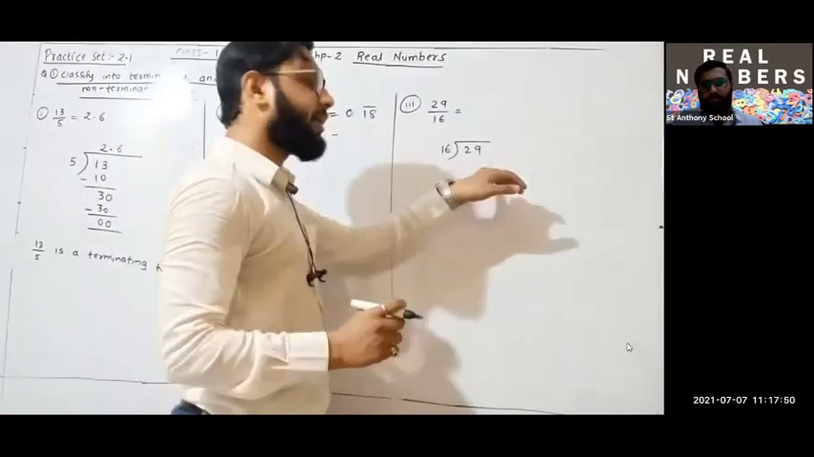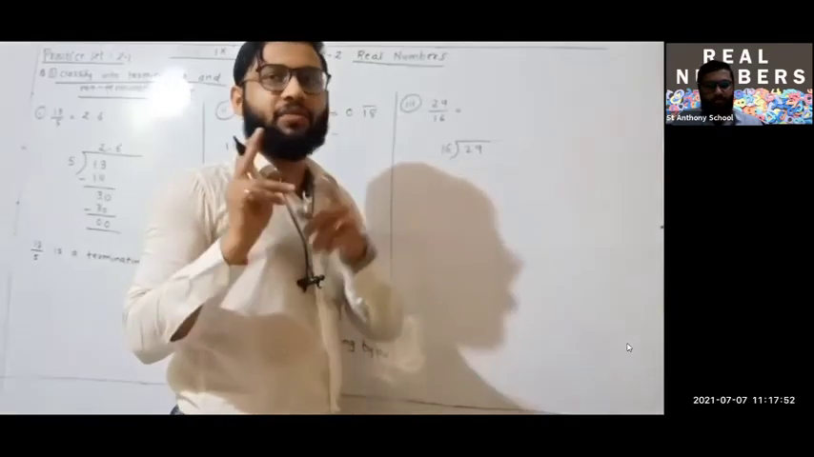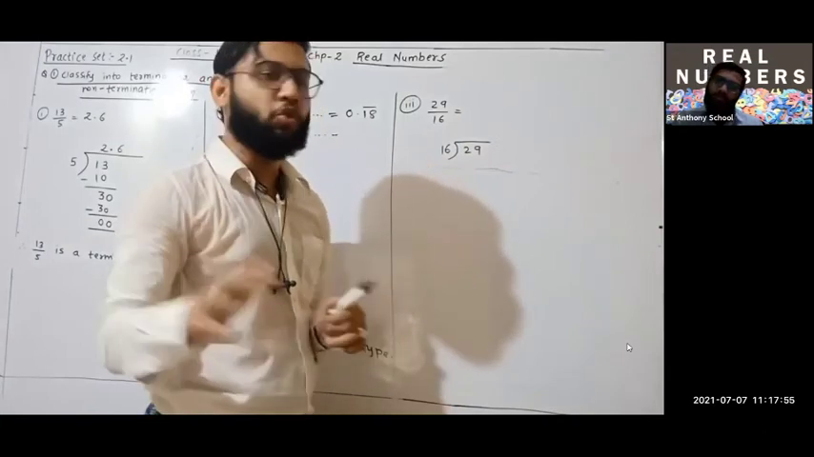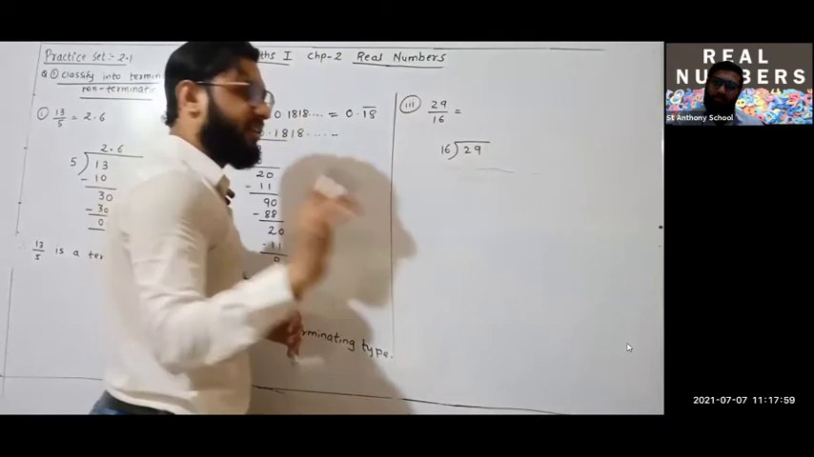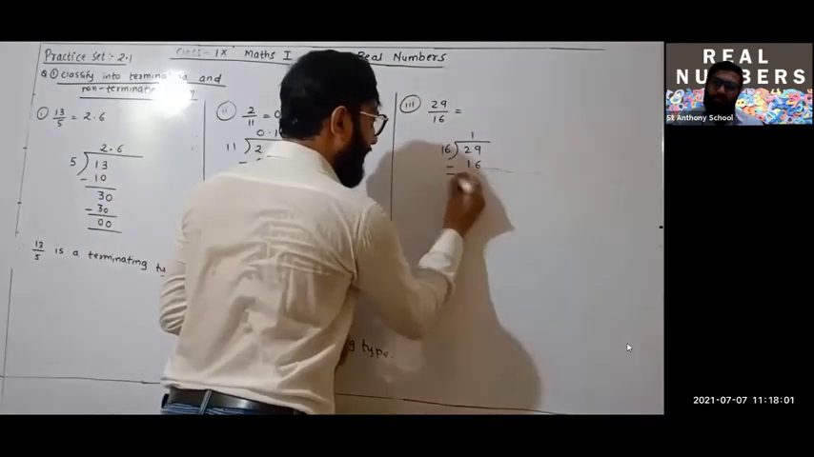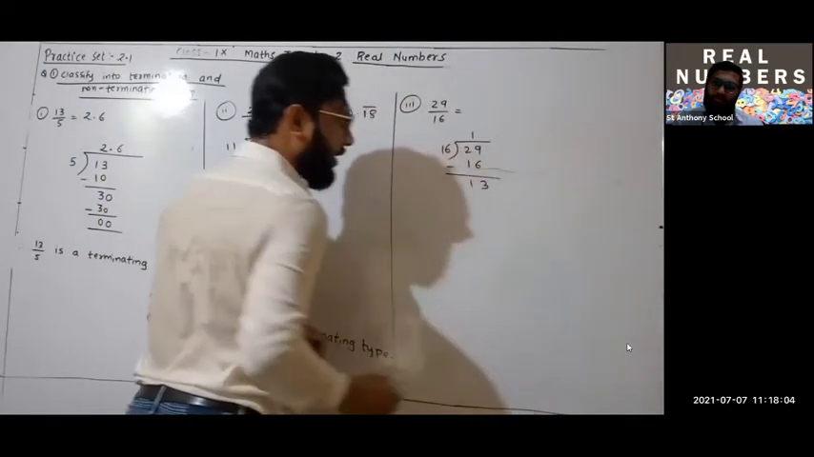16 and 29. 16 1s are 16. 16 2s are how much? 32. 32 will become bigger, so we will not take 32. We will take 16 1s are 16. Minus: 9 minus 6, you will get 3. 2 minus 1, you will get 1. Like 13.